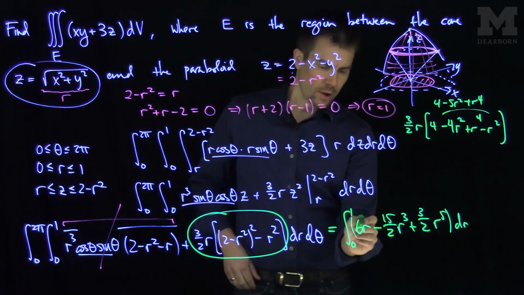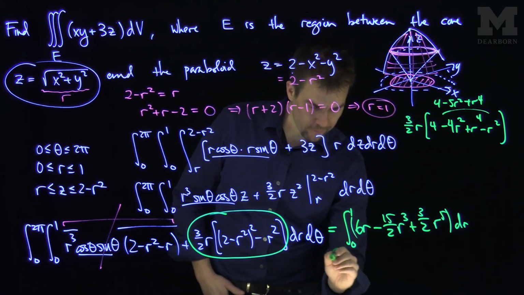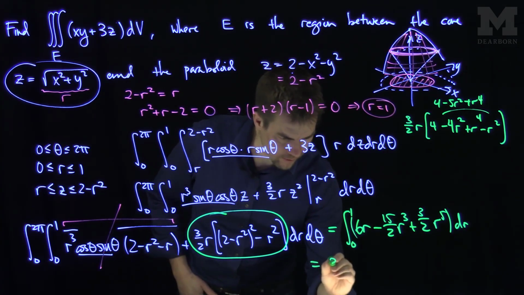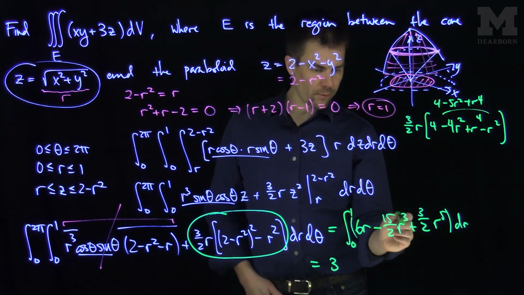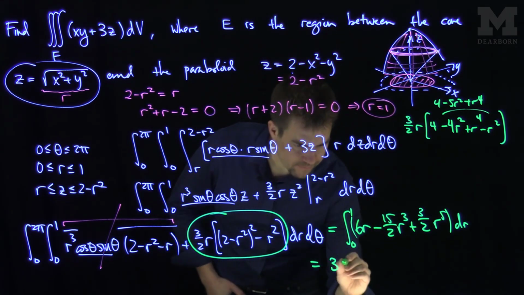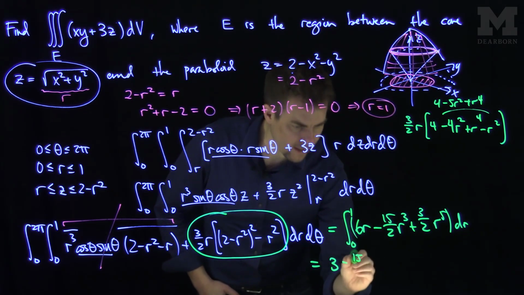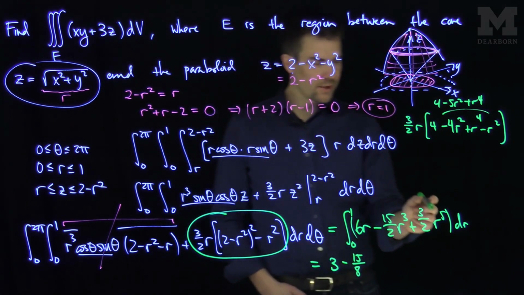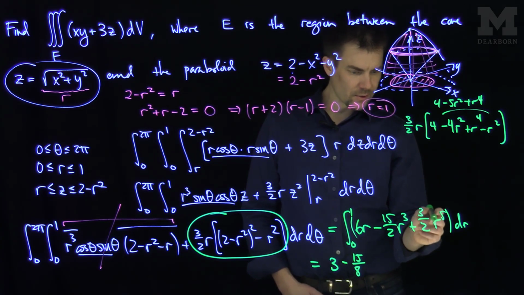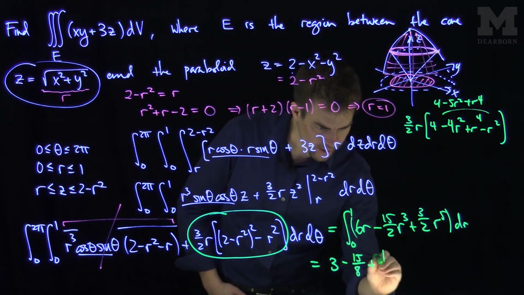And then we can easily integrate this. So this will integrate to 3r squared from 0 to 1. That first term is going to give me a 3. Then this is going to be r to the 4th over 4, so that's going to be a minus 15 over 8. And then this will be r to the 6th over 6, but 3 over 6 is equal to 1/2, so it's going to be a plus 1/4, right?